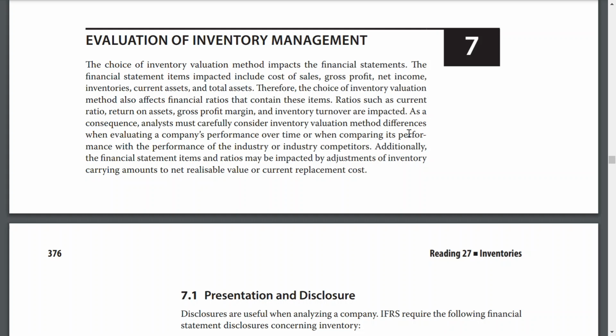As a consequence, analysts must carefully consider inventory valuation method differences when evaluating a company's performance over time, or when comparing its performance with the performance of the industry or industry competitors. Additionally, the financial statement items and ratios may be impacted by adjustments of inventory carrying amount to net realizable value or current replacement cost.